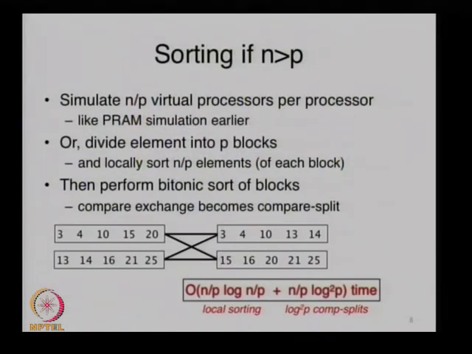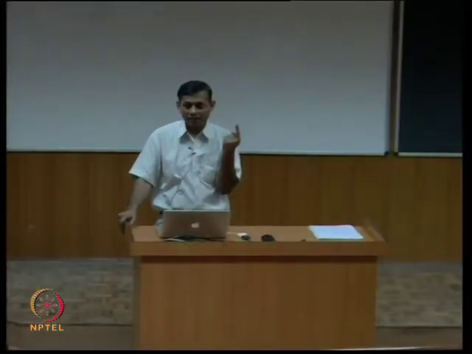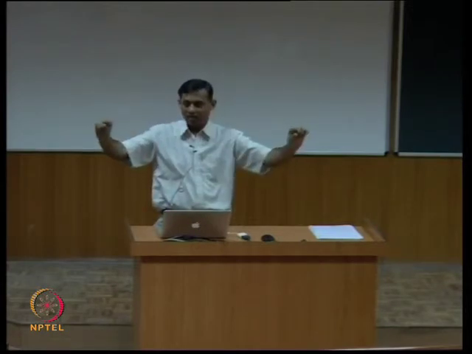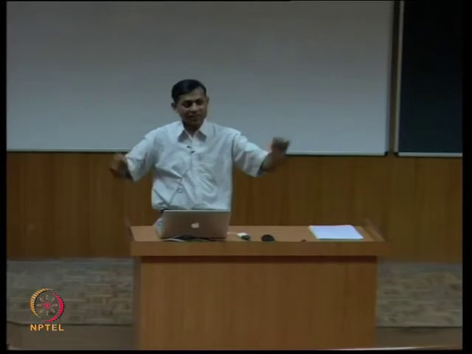Okay, so log squared p comes from that many stages. But now instead of compare exchange, which was done in one time, you're doing compare and split. Compare and split is compare exchange over some n over p things. So there are log squared p stages, but each stage now takes n over p time instead of one time. It's n over p times log squared p.